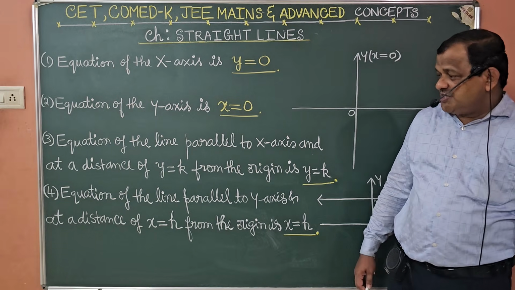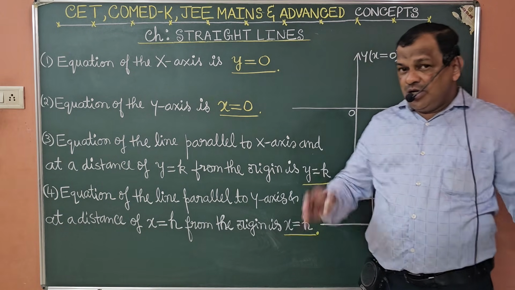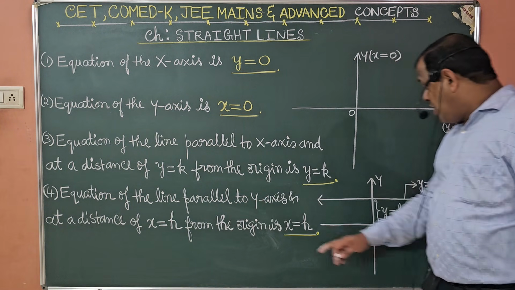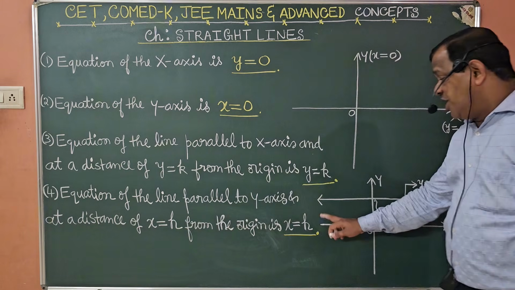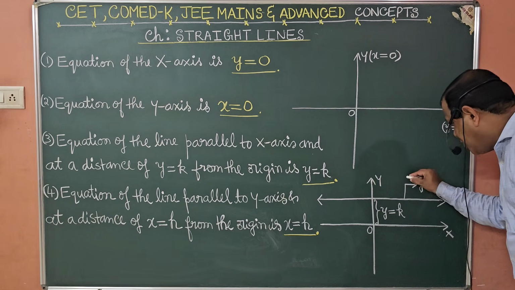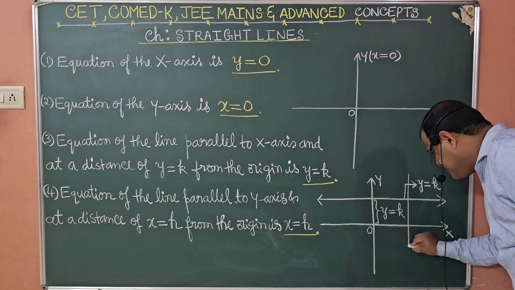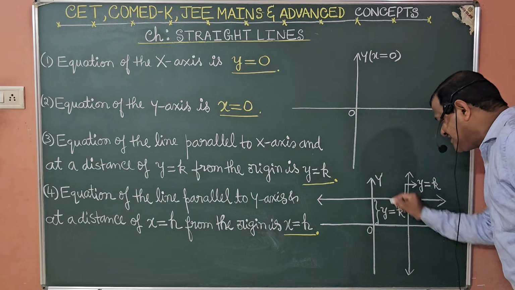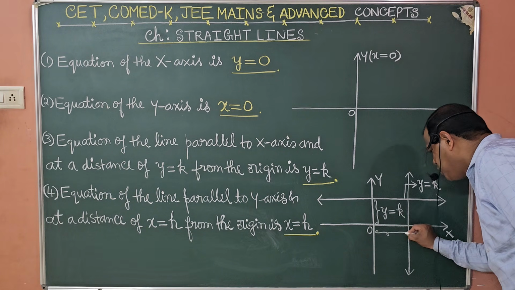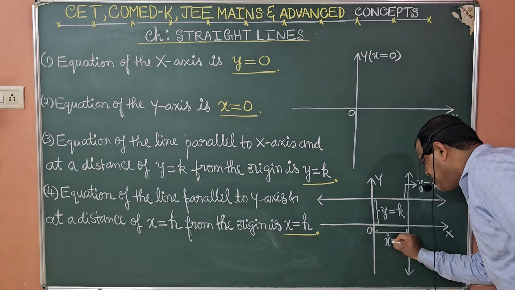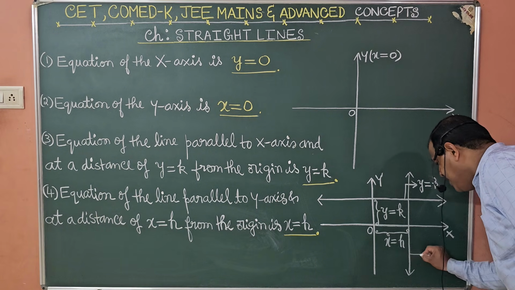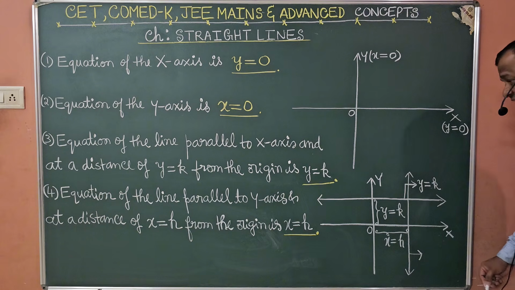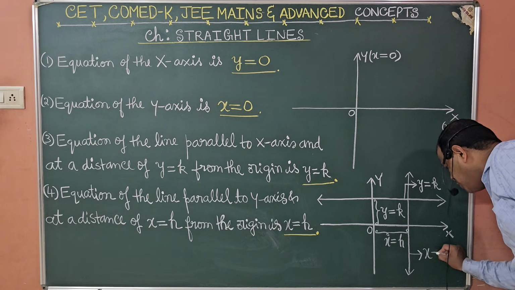Dear students, here is the fourth formula, say, which is equation of the line parallel to y-axis and at a distance of x equal to h from the origin is x equal to h. Say, I will draw it here and show you. This is the straight line in case I need, which is parallel to y-axis, and assume the distance from origin to this point is x equal to h. Then on this line, if you take any point, its x coordinate will be h. Hence, its equation is x is equal to h.